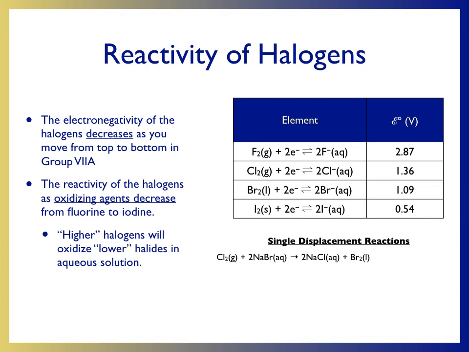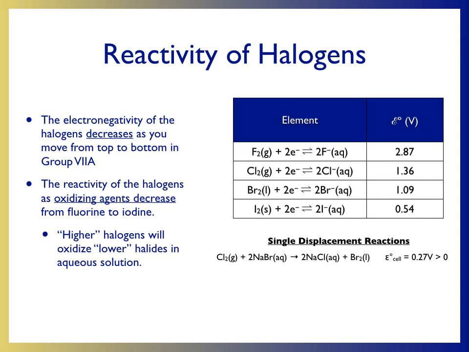In this reaction, chlorine gas is being reduced and bromine is being oxidized. If you calculate a standard cell potential for this reaction, you find that it's positive, indicating that this is a spontaneous reaction. Therefore, chlorine can oxidize bromine in a single displacement reaction.